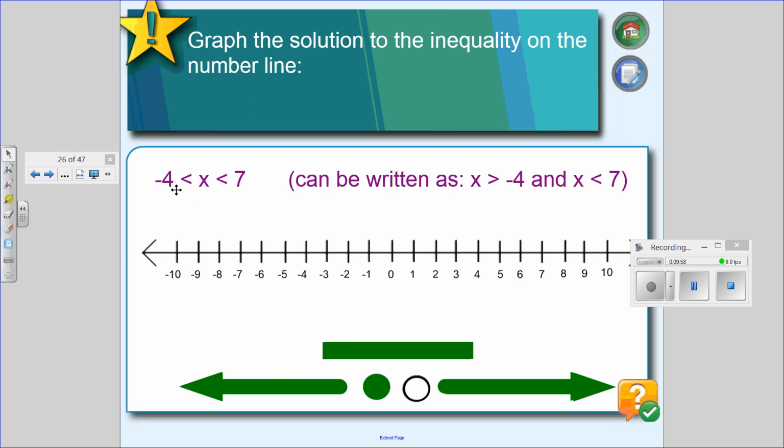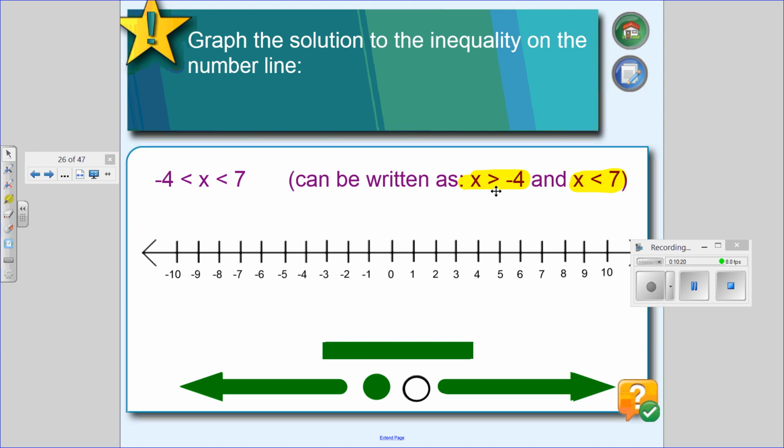What about this one? Negative 4 is less than x, which is less than 7. So this could be rewritten as the statement says here. This could be rewritten with an and statement as x is greater than negative 4 and x is less than 7. So go ahead, graph this one on your own. Let's see if we get the same thing. Stop the video right there.